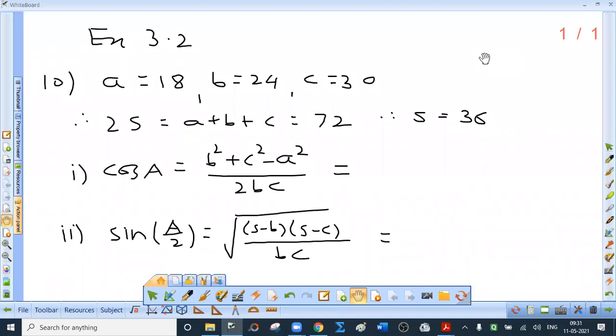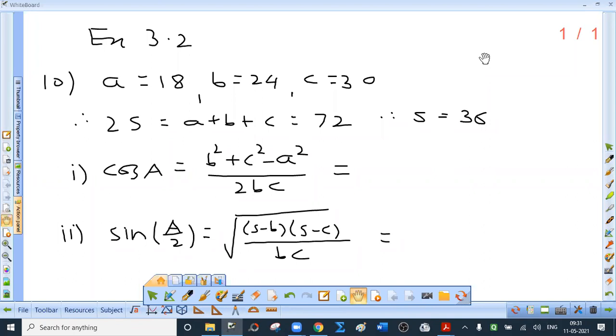Exercise 3.2, sum number 10. In triangle ABC, if a is 18, b is 24 and c is 30, then find the values of cos A, sin A by 2, cos A by 2, tan A by 2, area of triangle ABC and sin A.